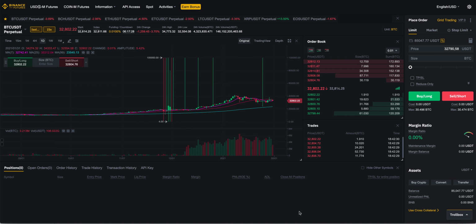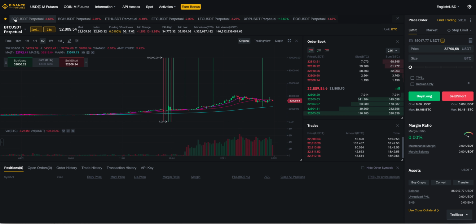Hi guys, this is Astropark, and today I'm going to explain how to use Binance Futures. This is the testnet where you can trade freely with a demo account. So without any worry, you can learn how to trade on Binance Futures.